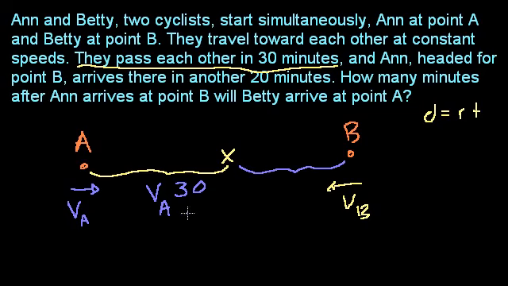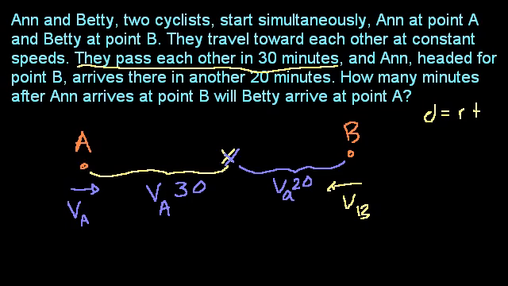So this distance right here is what? She's going at the same velocity, but it takes her 20 minutes. So the distance is velocity times time. So it's VA times 20, or 20 VA. Fair enough. How many minutes after Anne arrives at point B will Betty arrive at point A? So Betty was going in this direction. They meet right here, and then she keeps going and hits point A.